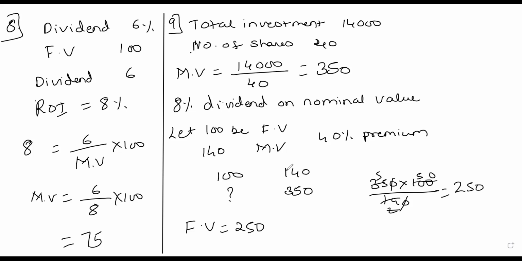अब ये 250 के फेस वैल्यू पे 8% का डिविडेंड 20 रुपीज आता है। डिविडेंड इज ₹20 पर शेयर, लेकिन इनके पास तो शेयर सिर्फ 40 है, तो उनका टोटल इनकम कितना हो जाएगा? 800। 40 into 20, total income is 800.